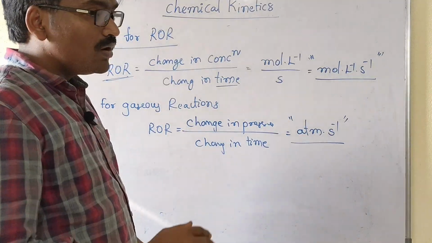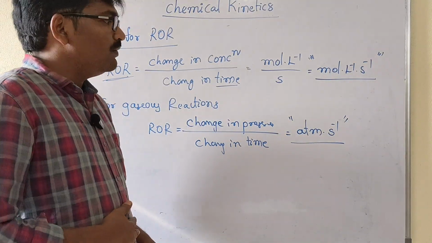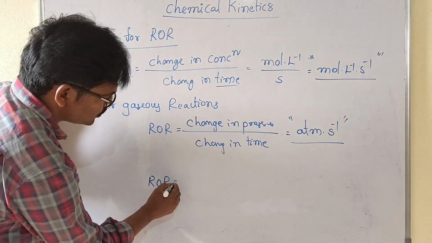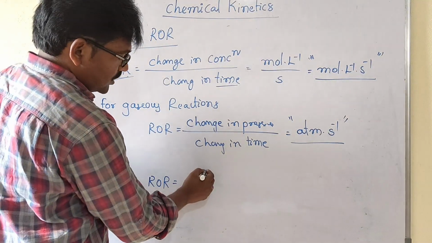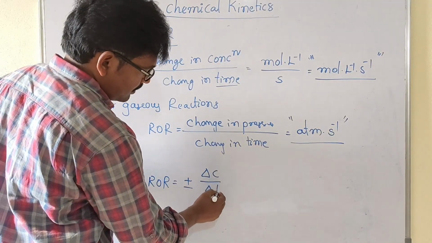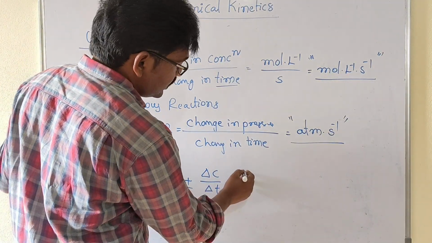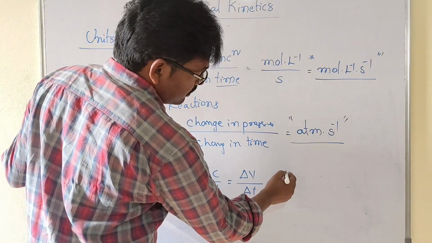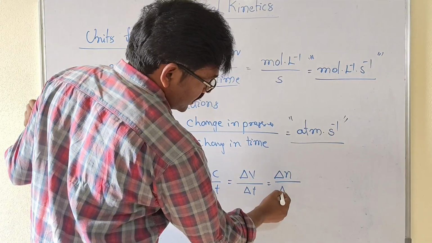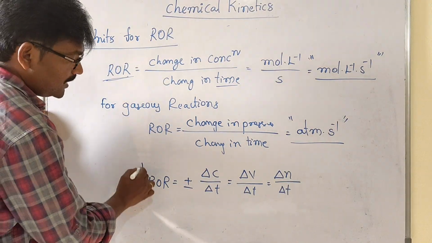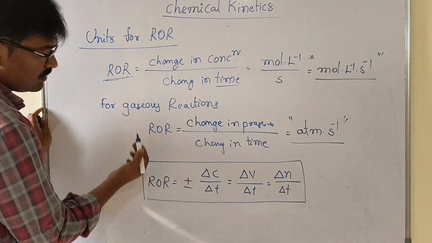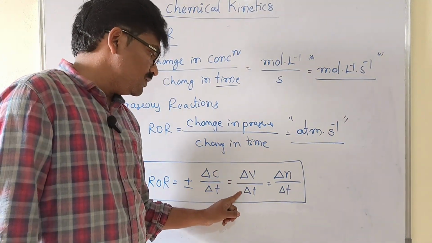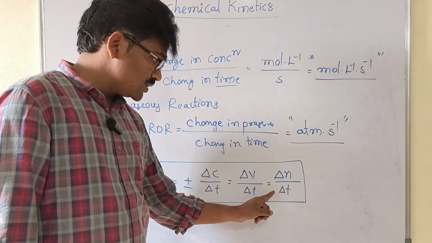Now, when we are expressing the rate of reaction, we have to take the formula: rate of reaction equals plus or minus change in concentration divided by change in time, or change in volume divided by change in time, or change in number of moles divided by change in time. All these terms we can use for calculating rate of reaction.